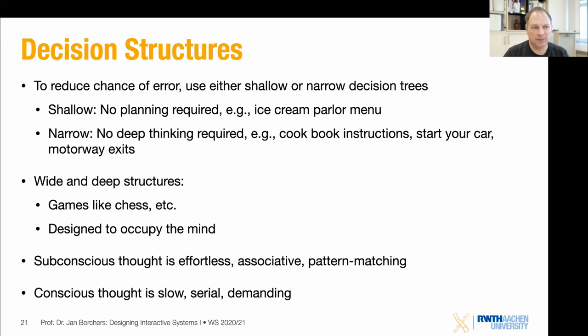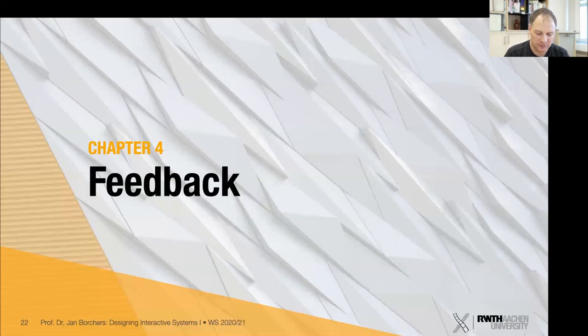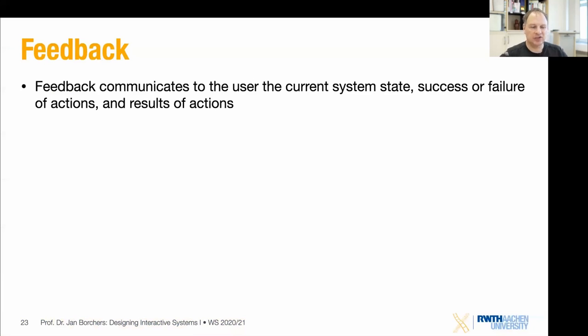All right, we're now going to move into a section on feedback. We already talked about feedback a little when we looked at our Swedish hairdryer example, and Norman also talks about feedback as something that is part of what needs to be visible. So visibility is created by not just making the available actions clear, but also by telling me the results of my actions. Feedback is basically how you communicate to your user what the current state is of the system, whether an action succeeded or failed, and what its results are.